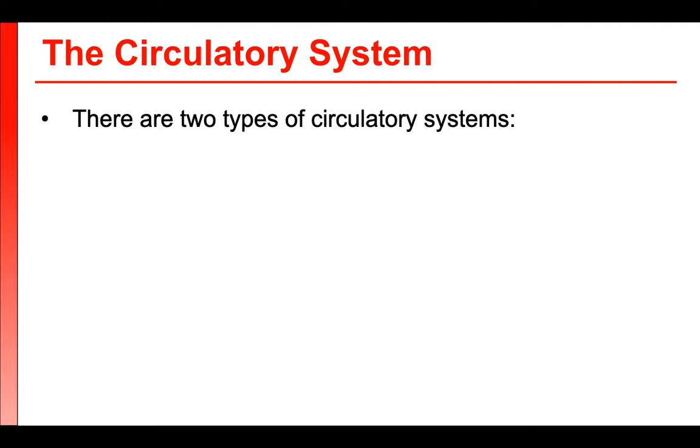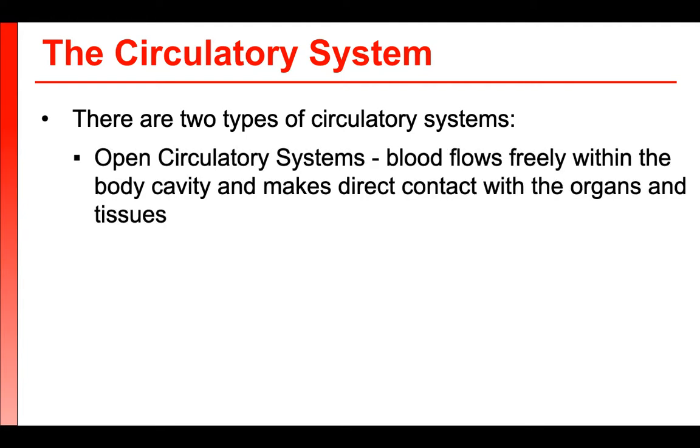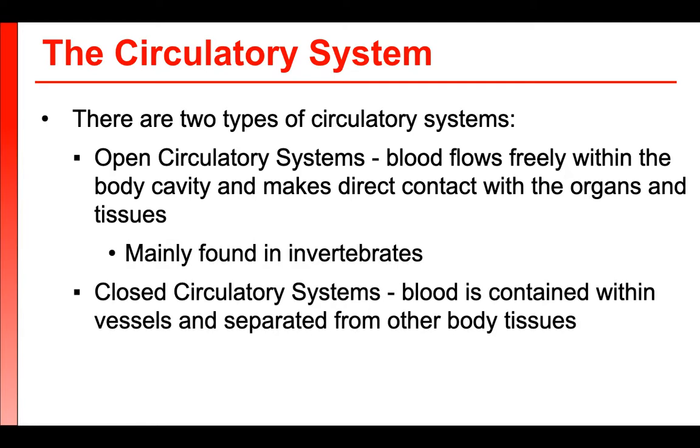There are two types of circulatory systems. There are open circulatory systems, and in this type of system, blood flows freely within the body cavity and makes direct contact with the organs and tissues. So it's not kept completely separate. And this is mainly found in invertebrates. And closed circulatory systems, which is what we have, the blood is contained within vessels and it's kept separate from other body tissues. And this is mainly found in vertebrates.